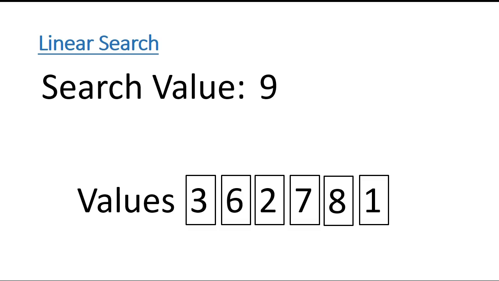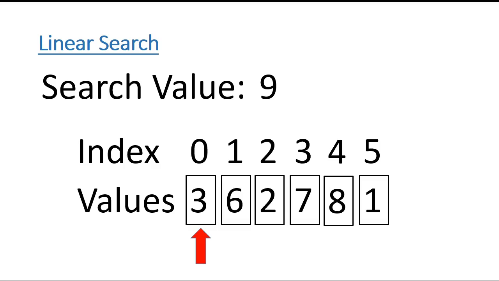So if in this case I'm looking for the value 9, is it at index 0? No. Is it at index 1? No. Index 2? No. Is it at index 3? No. Is it at index 4? No. Is it at index 5? No. And then what happens is I've gone through all elements in this data structure.